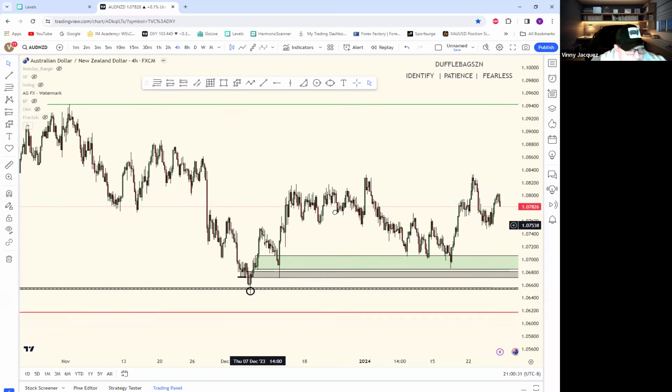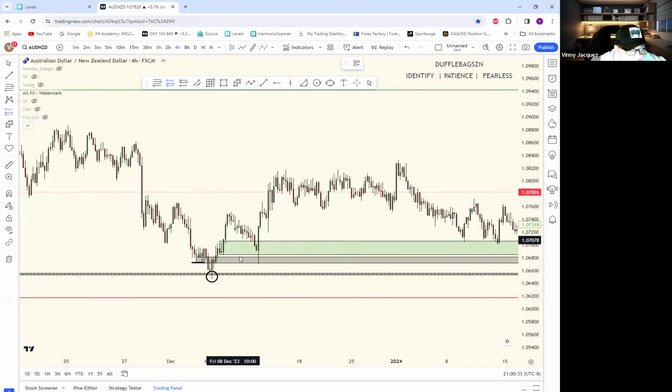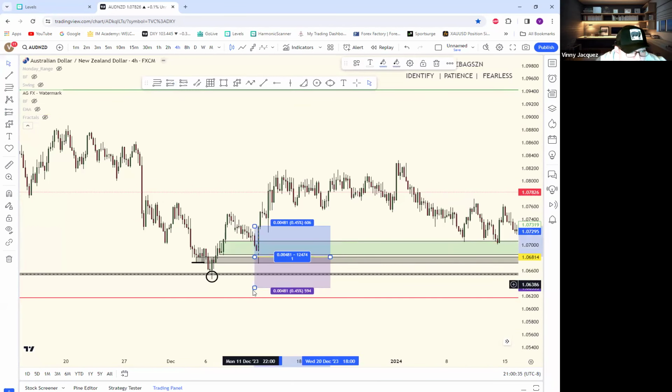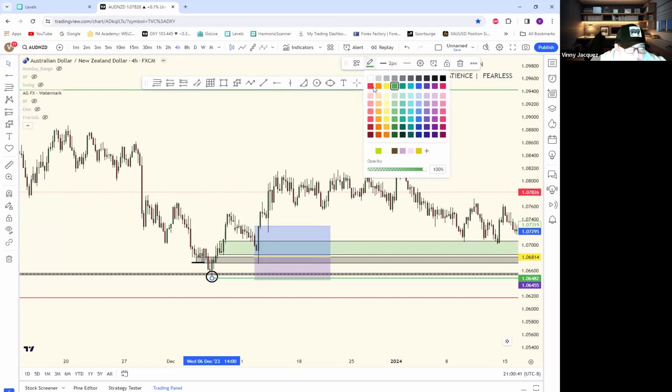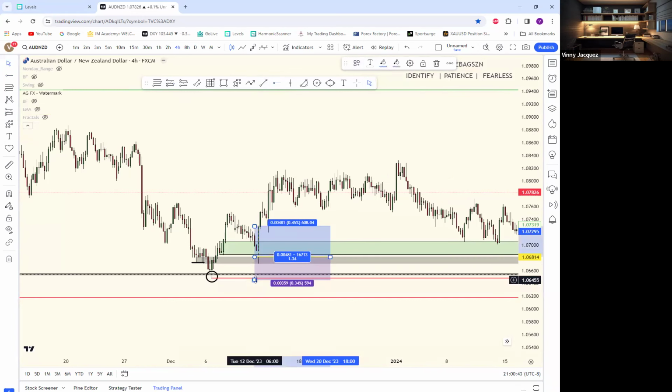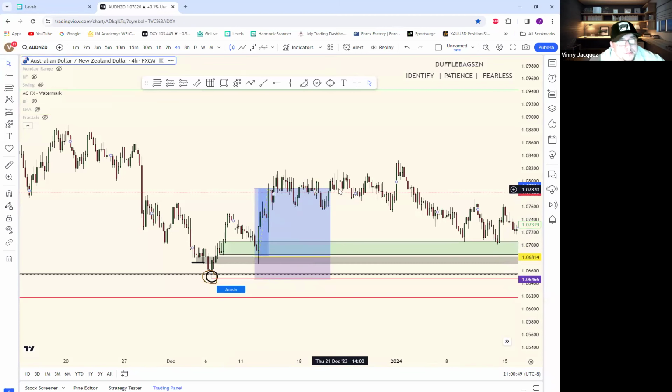From right here. Again, I personally don't look at pips as stop losses. The market's going to give you the setup, and you have to be able to eat with it, right? That's just me personally. But that right there is about 35 pips. 1 to 3, 106. Not bad.